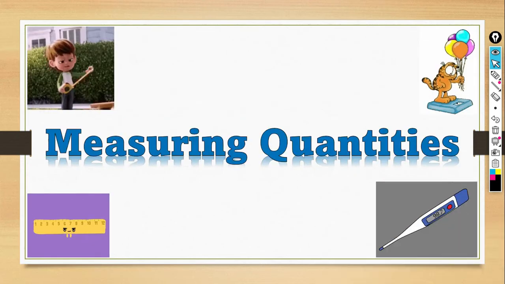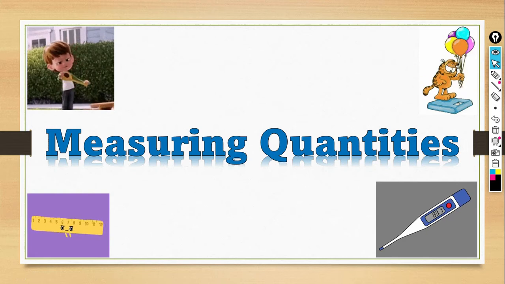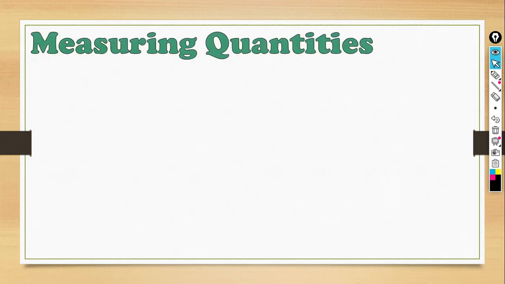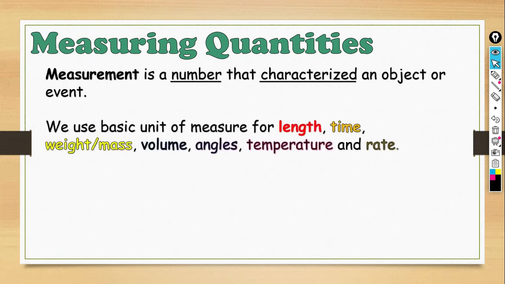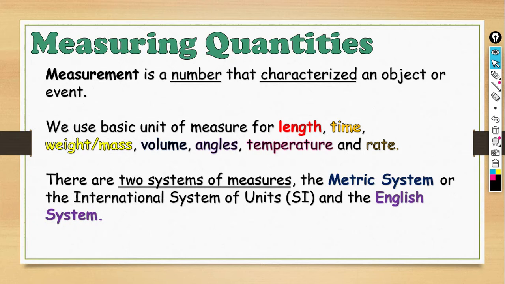Okay, so our topic for today is about measuring quantities. So what is a measurement? Measurement is a number that characterizes an object or event. We use basic unit of measure for length, time, weight or mass, volume, angles, temperature, and rate. There are two systems of measures. We have the metric system or the International System of Units or SI and the English system.